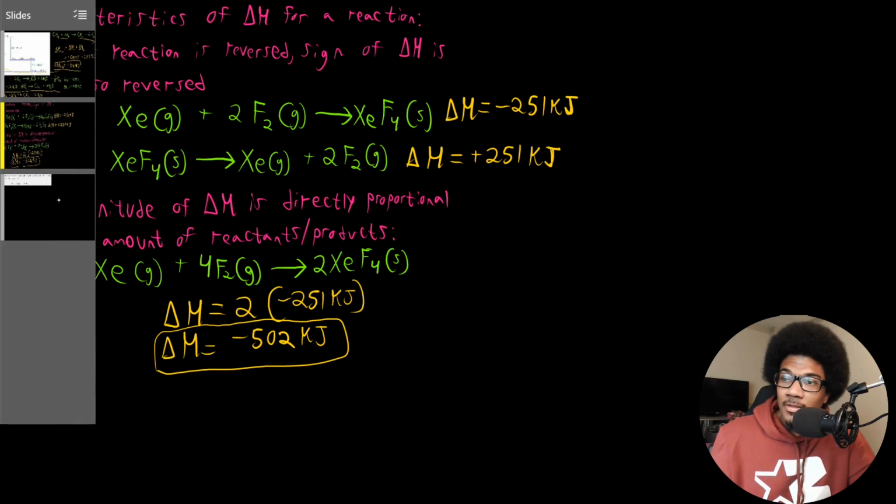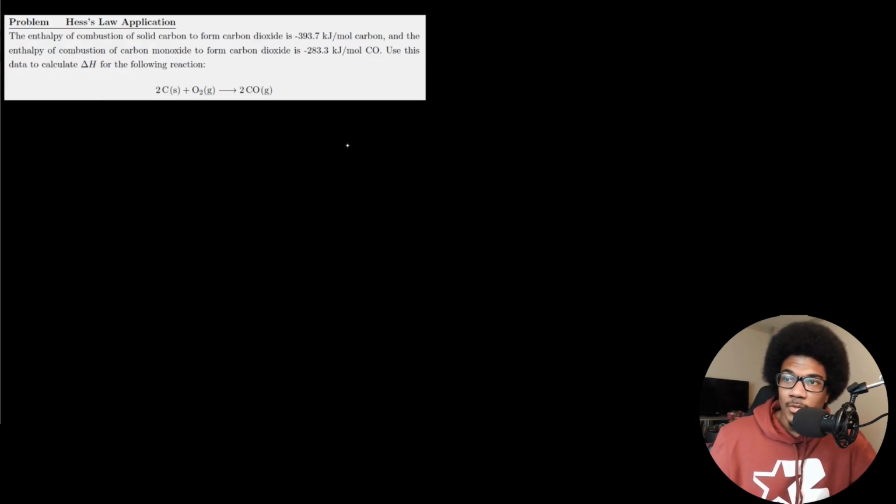Okay, so let's put this stuff to the test. Let's go through an example, an application of Hess's law. This question says that the enthalpy of combustion for solid carbon to form carbon dioxide is negative 393.7 kilojoules per mole, and the enthalpy of combustion for carbon monoxide to form carbon dioxide is negative 283.3 kilojoules per mole of carbon monoxide. Use this data to calculate delta H for the following reaction.